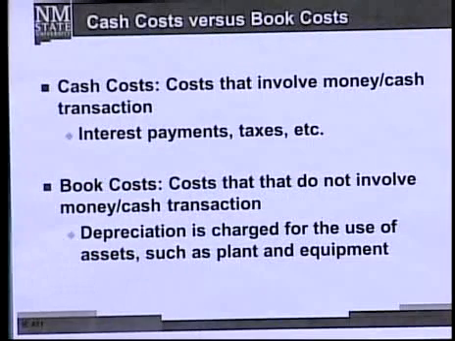And cash costs are the costs that involve money and cash transactions. These costs are the basis for engineering economic analysis. The book costs are the costs that do not involve money or cash transactions, and usually the book costs are listed in the firm's accounting books. Usually these costs are not included in the engineering economic analysis. Okay?